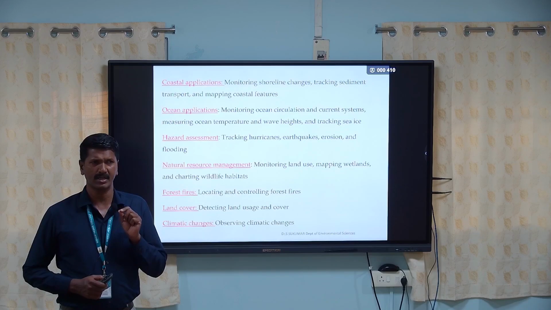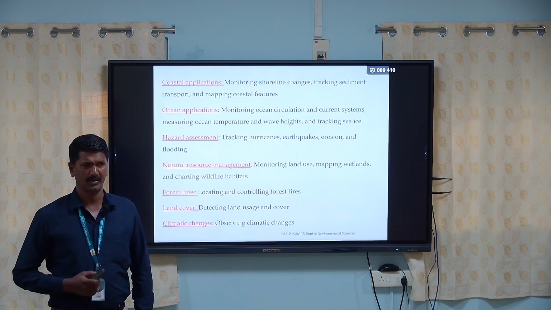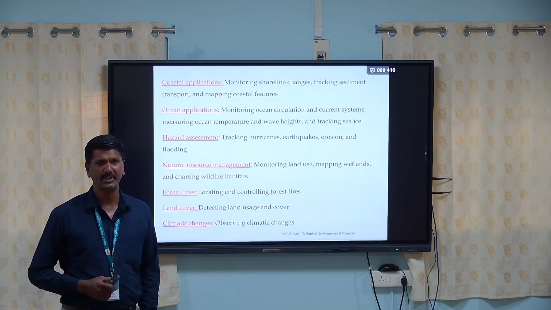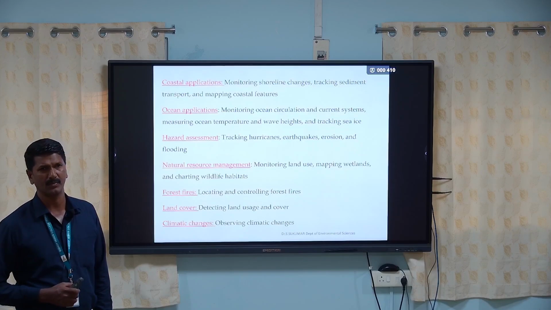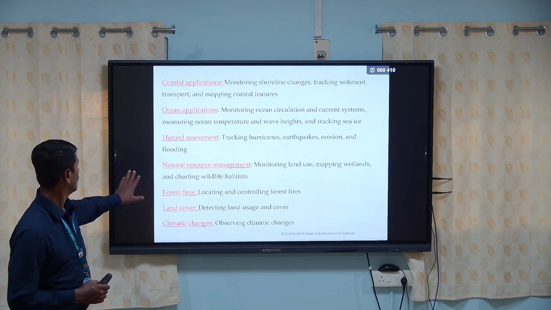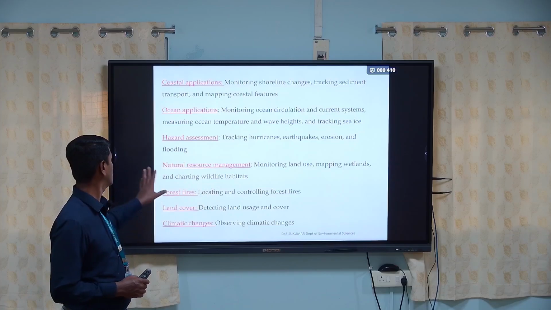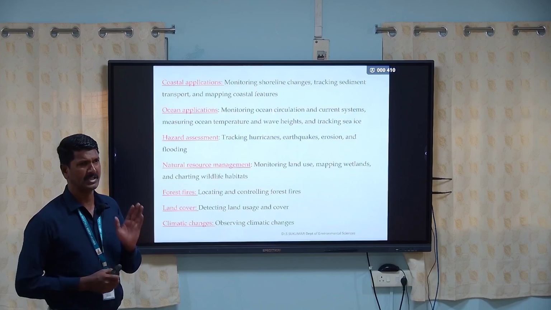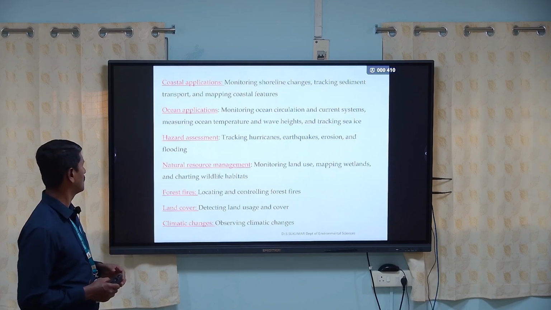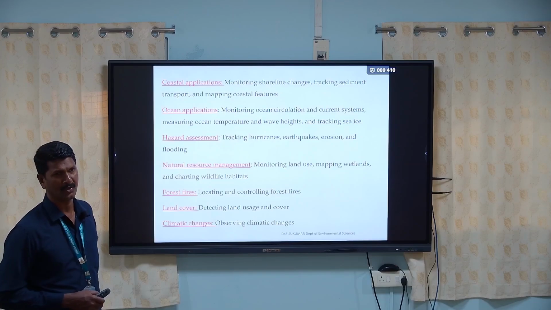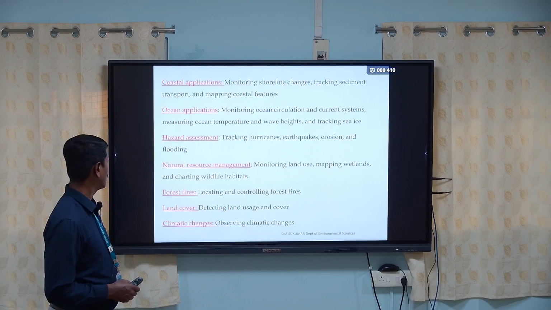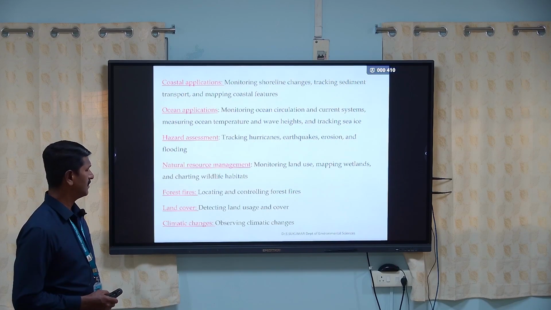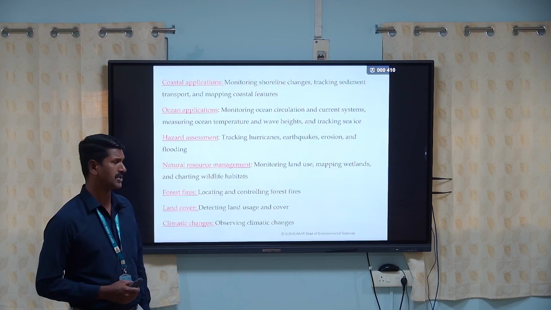Using remote sensing technology we can monitor change detection weekly, monthly, yearly, and date-wise. We can monitor land use land cover changes. By the way, the major uses of remote sensing technology include coastal applications, monitoring shoreline changes. Ocean applications include monitoring circulation and current systems. Hazard assessment includes tracking hurricanes, and earthquake, erosion and flooding damage assessment is possible.